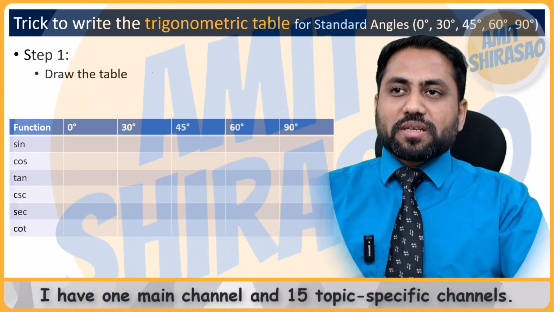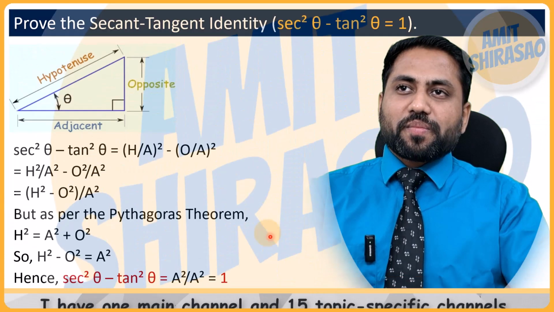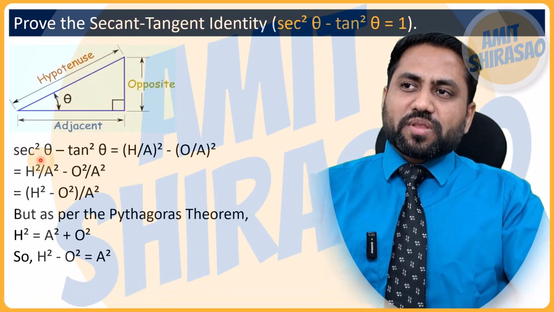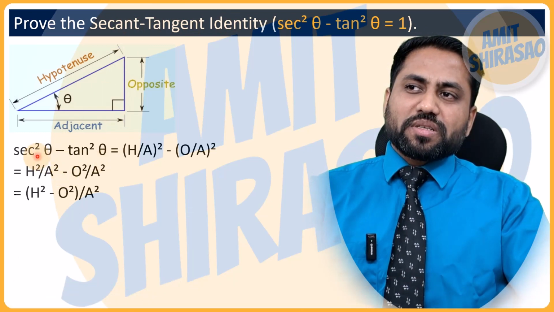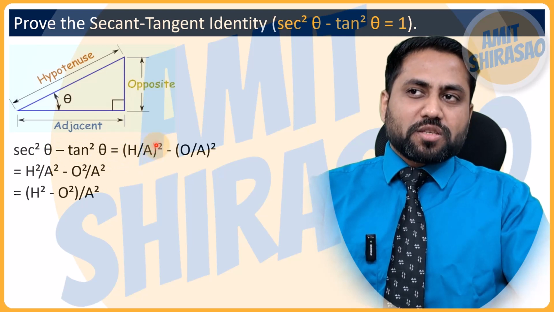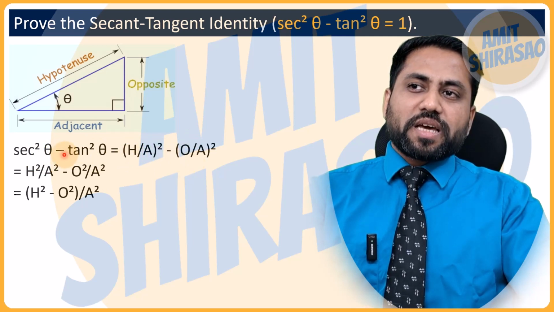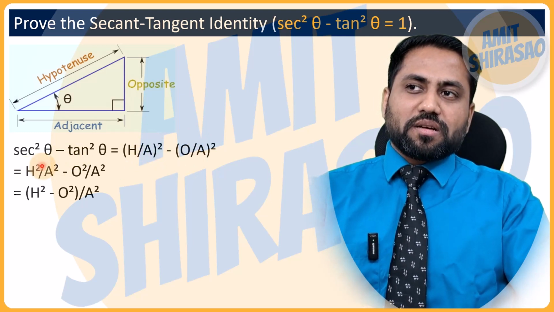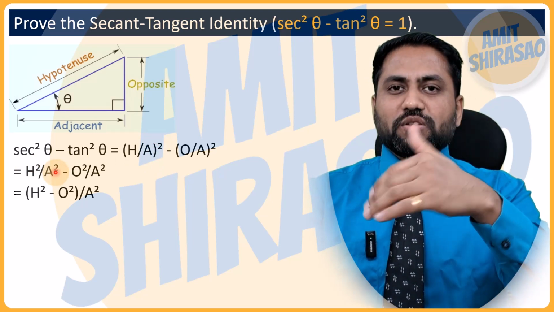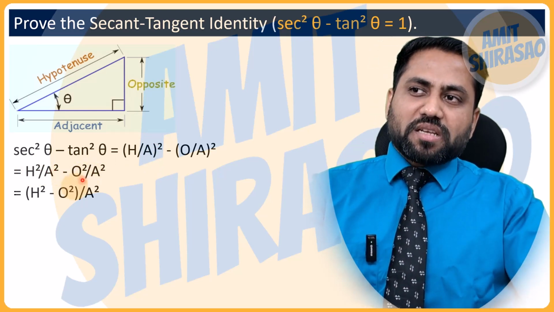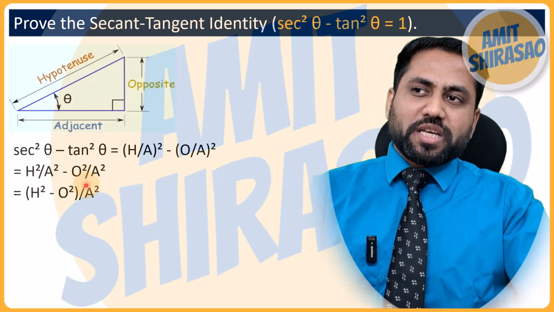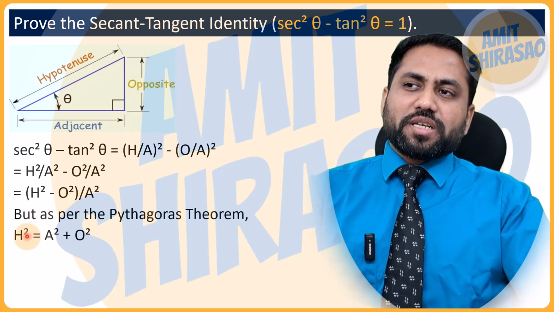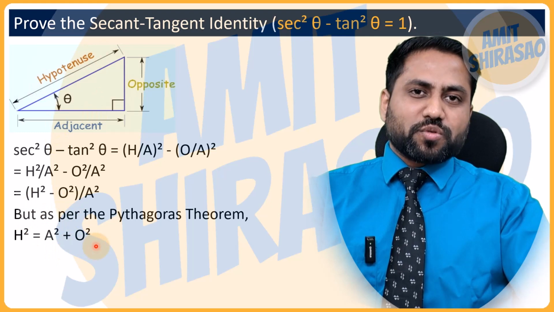So now let's get to our proof. Let's prove this identity. Sec means hypotenuse upon adjacent, squared, and tan means opposite upon adjacent, squared. Now, as you can imagine, I'm distributing the square between numerator and denominator, and then I'm taking the denominator common. And then as per the Pythagoras theorem, we know that hypotenuse square is equal to adjacent square plus opposite square.